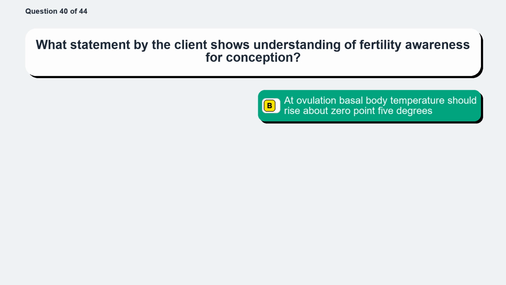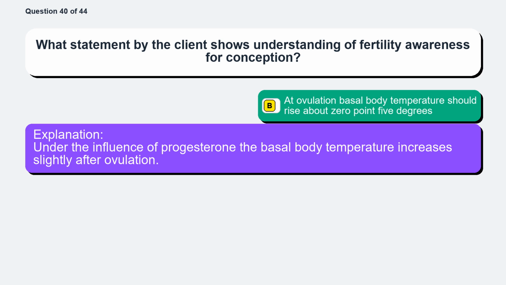The correct answer is option B. At ovulation, basal body temperature should rise about 0.5 degrees. Under the influence of progesterone, the basal body temperature increases slightly after ovulation.